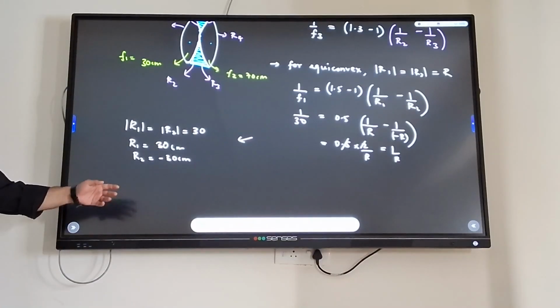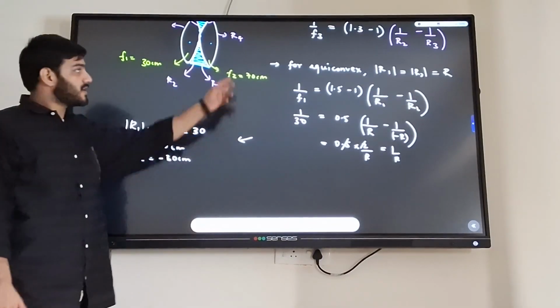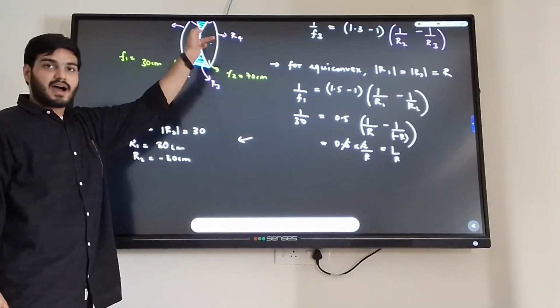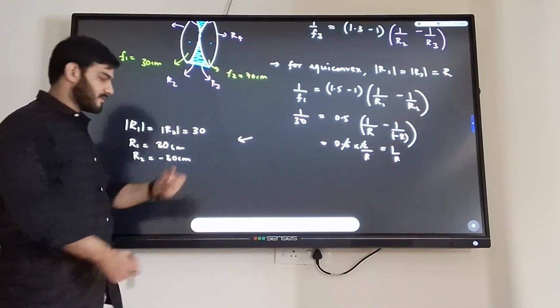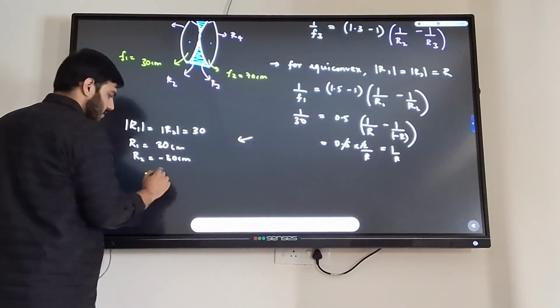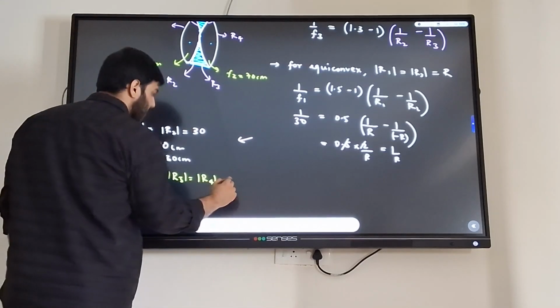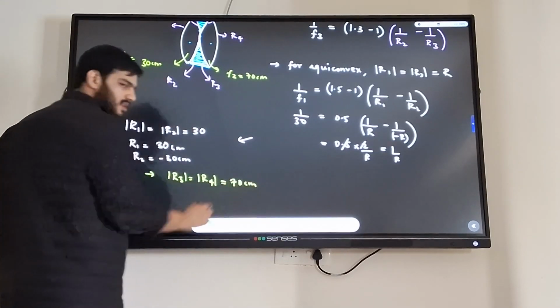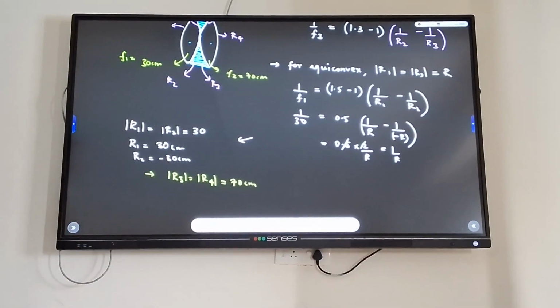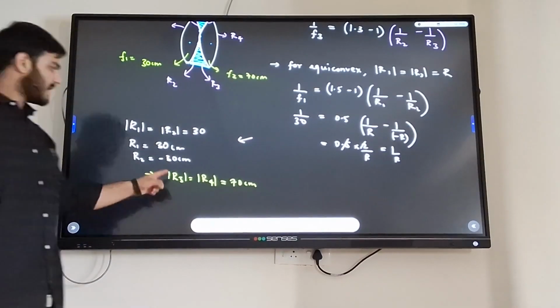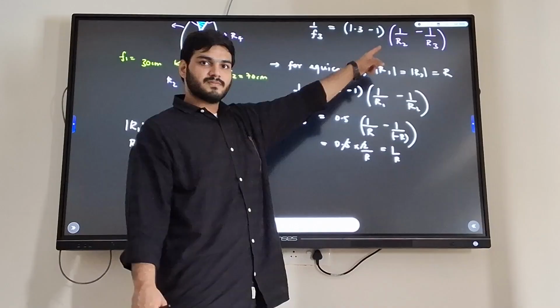I'm not doing the process again, but you can find it for the other lenses as well, that R3 will be equal to mod of R in this thing. Mod R3 will be equal to mod R4 and this will be equal to 70 centimeters. You can check it if you want. Okay? You try it yourself. So I found my R3 and R2 now.